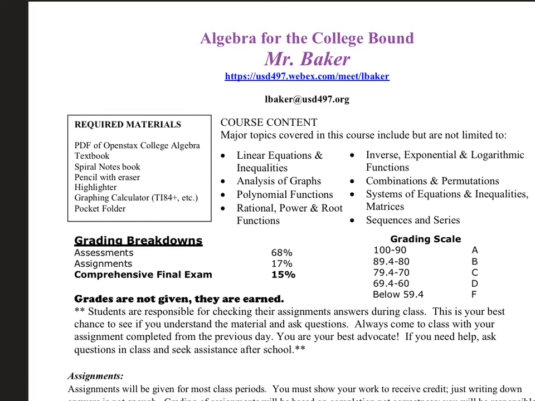So the grading breakdown's pretty standard. It would have been the same that you saw in Algebra 2. Your final is worth 15%. Normal assessments like quizzes and tests will add up to about 68% of your grade, and then assignments will be about 17% of your grade. And I'm thinking that the videos are just going to be dropped into assignments. So the points that you earn for watching the videos will go into there along with homework points.